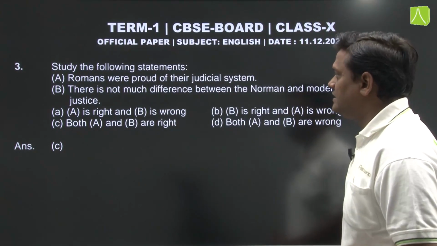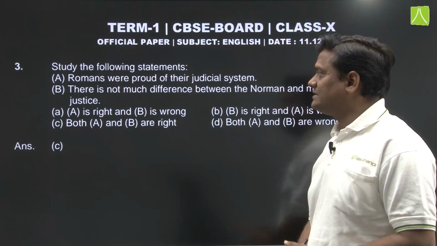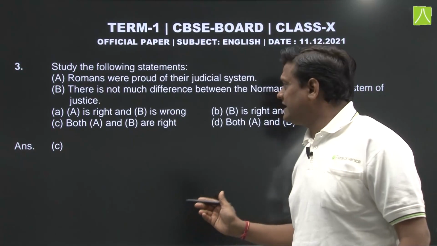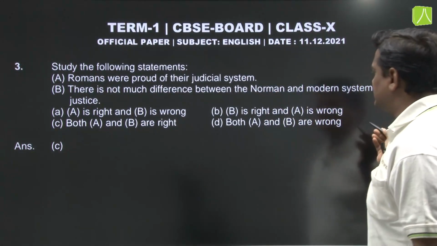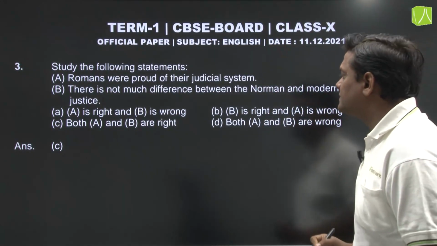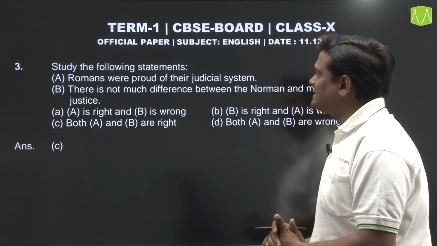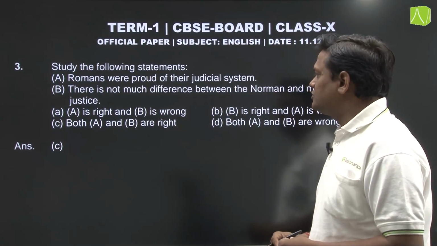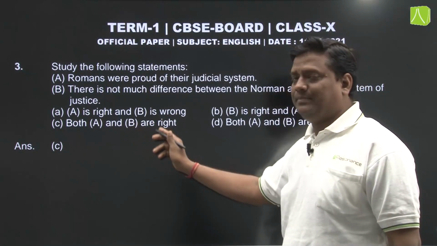Question number 3. Study the following statements. Romans were proud of their judicial system. There is not much difference between the Norman and modern system of justice. After reading the passage, we come to know that both options are correct. So option C, both A and B are right.